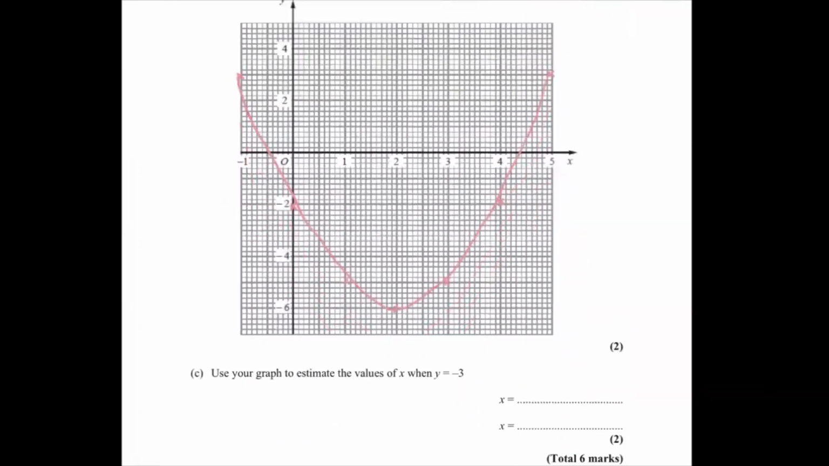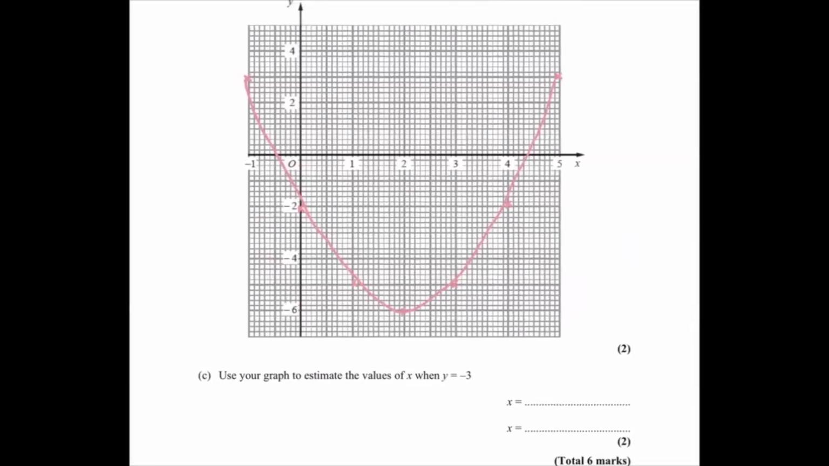Now there is a part C. We've got to use our graph to estimate the values of x when y is equal to -3. The line y equals -3 is here on our graph. Our values are on the x-axis where these cross each other. So I would literally just be going up and reading where they come in. So x is 0.3 and x is 3.7, I would say I've got on that graph there.